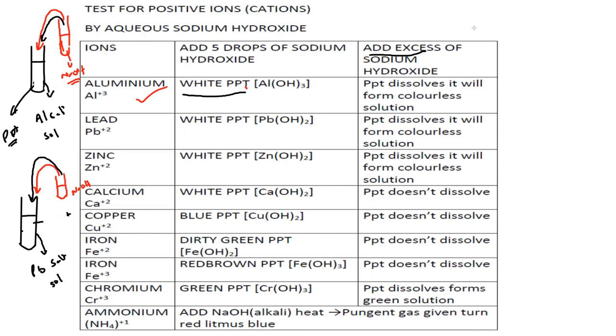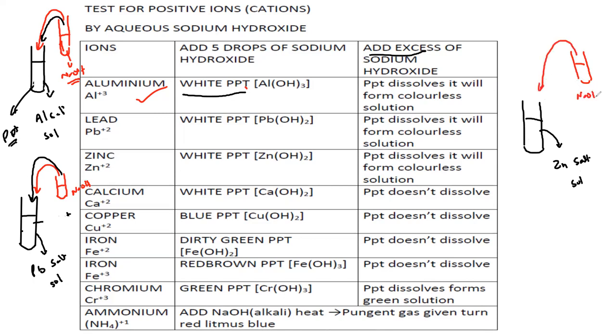And the same thing happens for zinc salt as well. So the observation for lead, for aluminium and for zinc is the same. For example, we have a zinc salt and we add sodium hydroxide, NaOH.